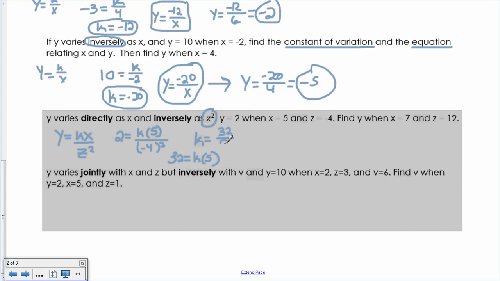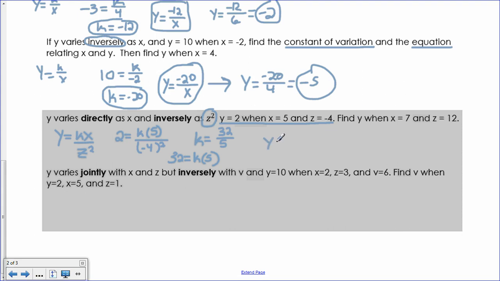All right, just use your algebra skills to get that out of the way. So remember, this can't be a decimal, and it can't be simplified, so I'm going to leave it as 32 over 5. They want us to use this information to find k. Beyond that, they want us to find y when x is equal to 7 and z is equal to 12. So we're going to plug in everything that we know, and the only thing we don't know is y, so we're going to solve for that.